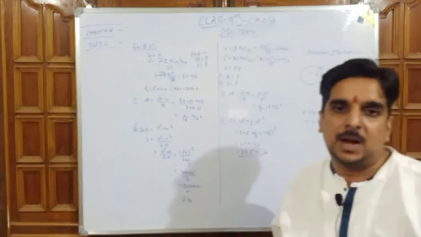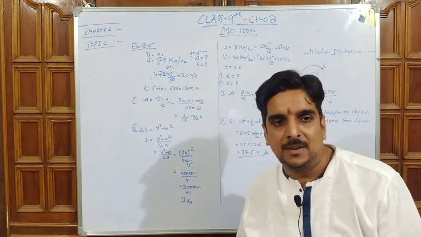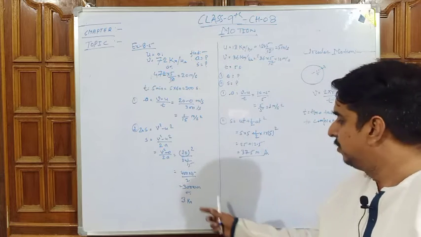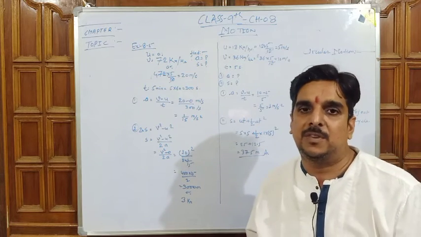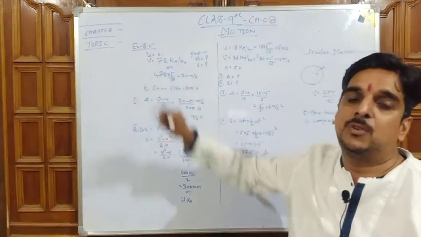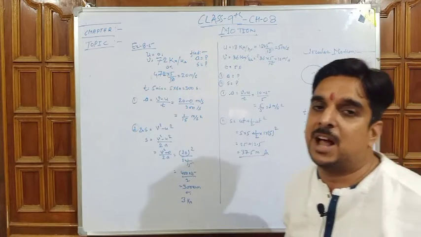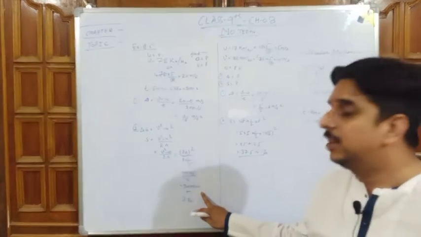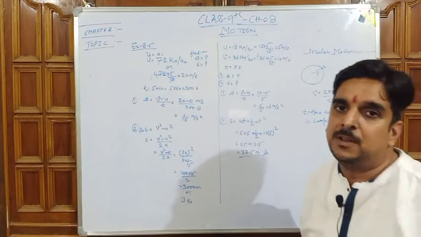One student is asking me, can I write only 3000 meter? Yes, you can write 3000 meter, but for the sake of perfection, because in the question the unit was given in terms of kilometer per hour, that's why I wrote 3000 meter or 3 kilometer.